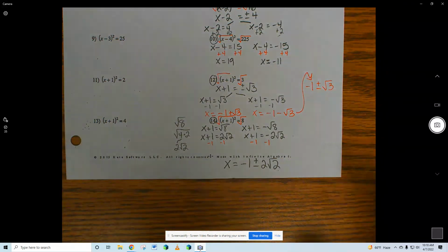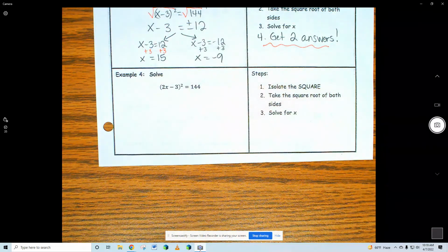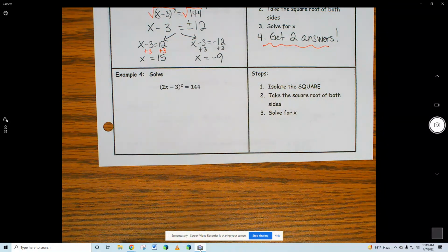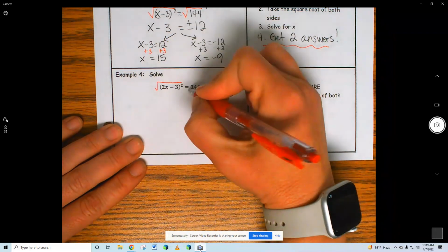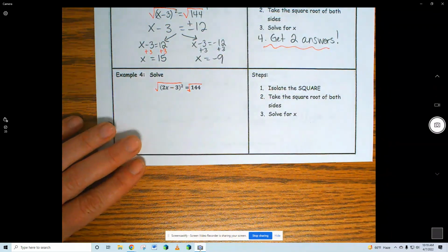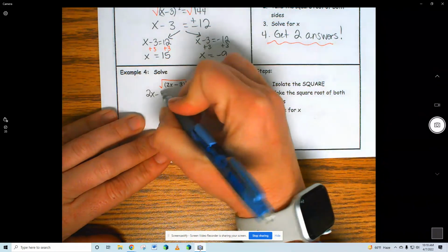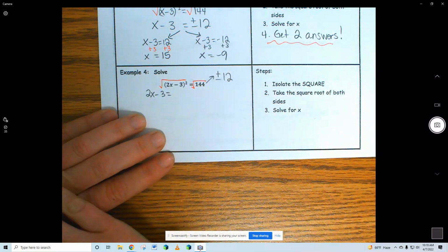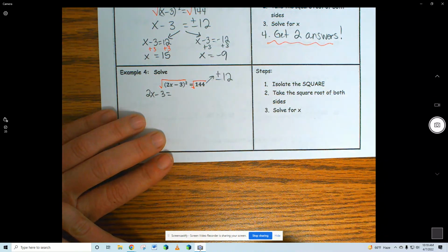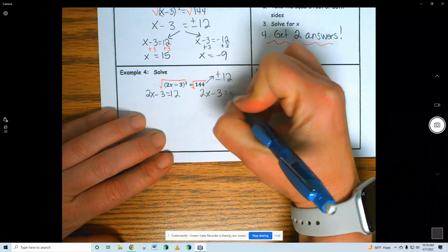I'm going to go back to the front side, and I'm going to do example 4. Square root both sides. 2x minus 3 equals, what's the square root of 144? Plus or minus 12? 2x minus 3 equals 12. 2x minus 3 equals negative 12.